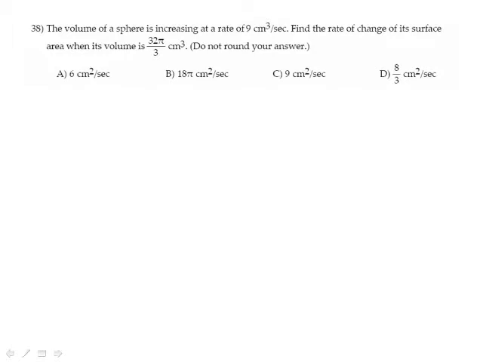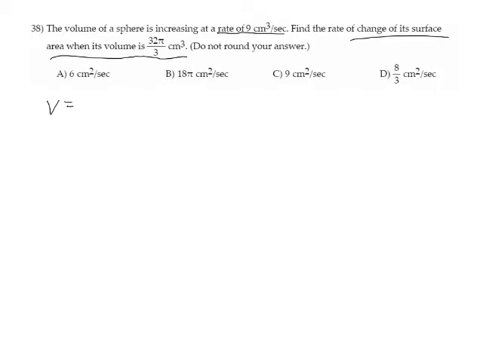Now folks, number 38 is not a real hard problem, but it's going to take a good bit of studying the detail of what we're looking for. It says the volume of a sphere is increasing at the rate of 9 cubic centimeters per second. Find the rate of change of its surface area when its volume is 32 pi over 3 cubic centimeters. Well, we got several things we got to do here.